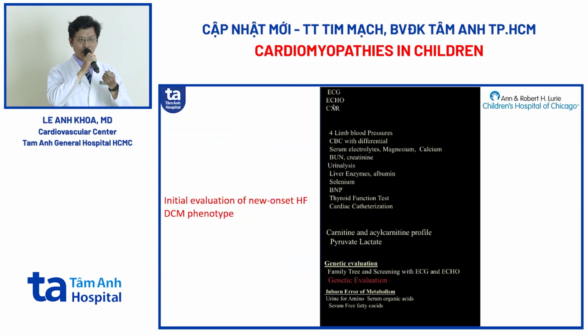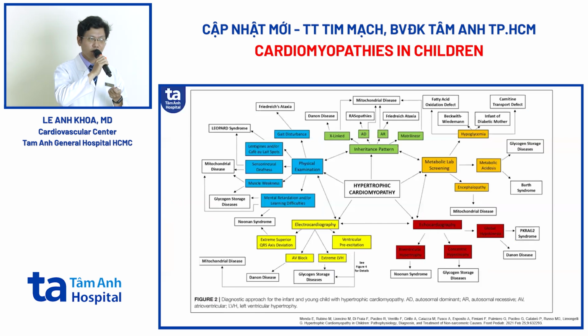These are the protocol of approach in the Children's Hospital of Chicago for CMP in children with the tests here. You can see the imaging tests, blood tests and some enzymes for metabolic syndrome. And this algorithm is for diagnosis of HCM in children, with 5 components: physical examination, the inheritance pattern, the metabolic lab screening, the echocardiography, and electrocardiography.